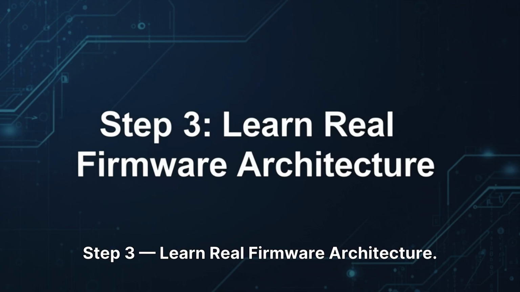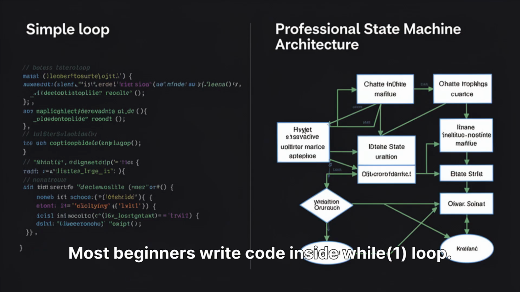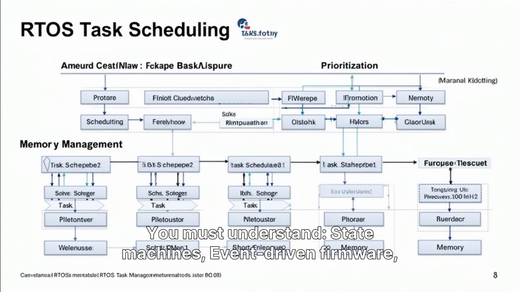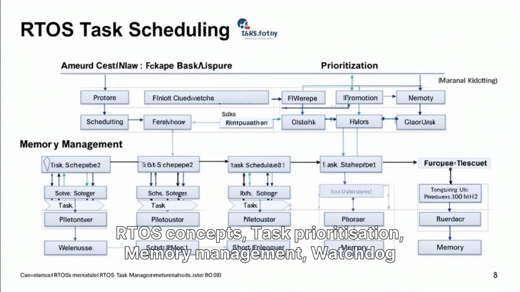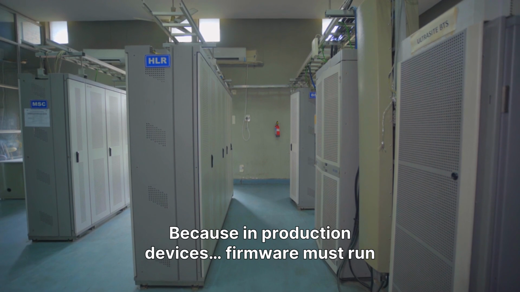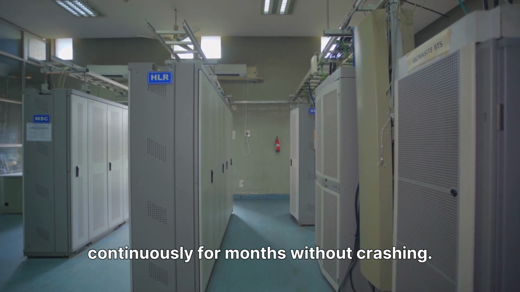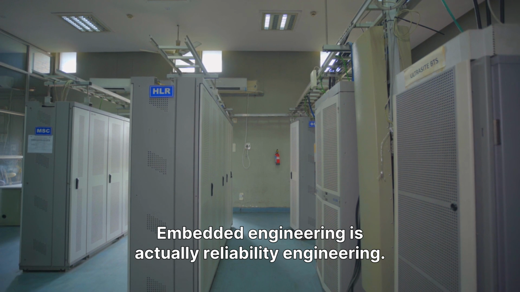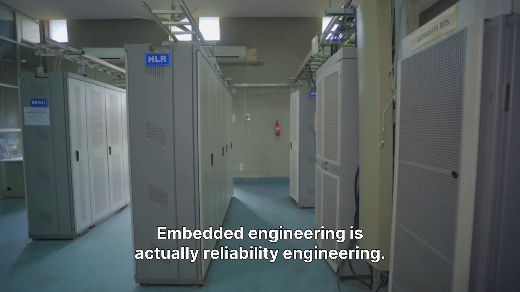Step 3. Learn real firmware architecture. Most beginners write code inside while one loop, but real products use structured firmware design. You must understand state machines, event-driven firmware, RTOS concepts, task prioritization, memory management, watchdog recovery. Because in production devices, firmware must run continuously for months without crashing. Embedded engineering is actually reliability engineering.